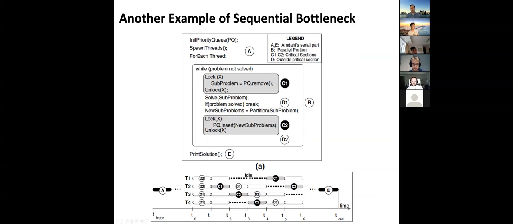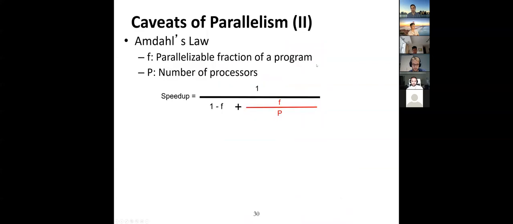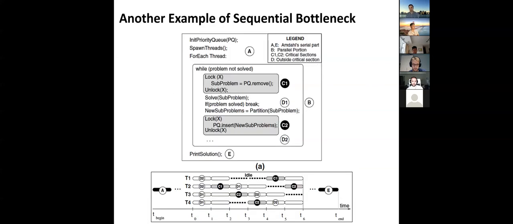There are serial parts here, A and E. There is B, which is a parallel portion, and within it there are critical sections and outside critical sections. So the problem is that in the parallel parts you can lose performance for many reasons, and there are also sequential parts, such as initialization, spawning threads, printing. All of that can eat up performance.